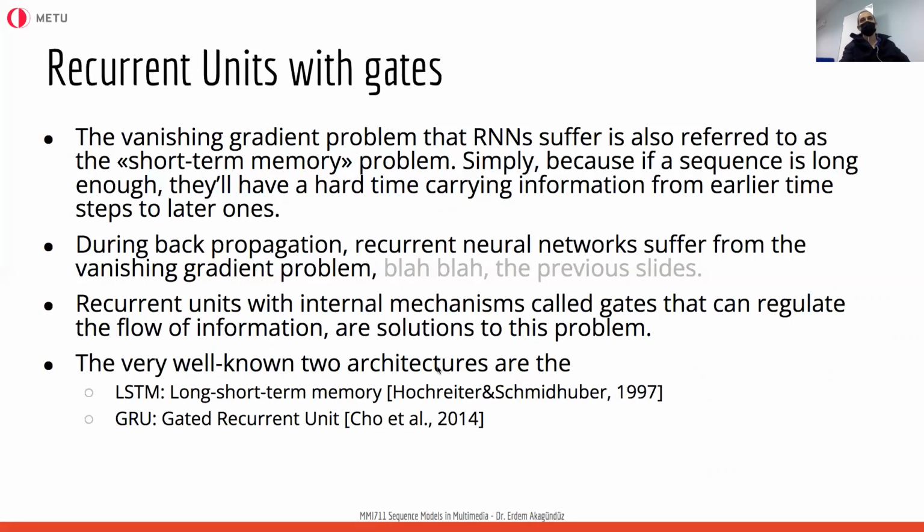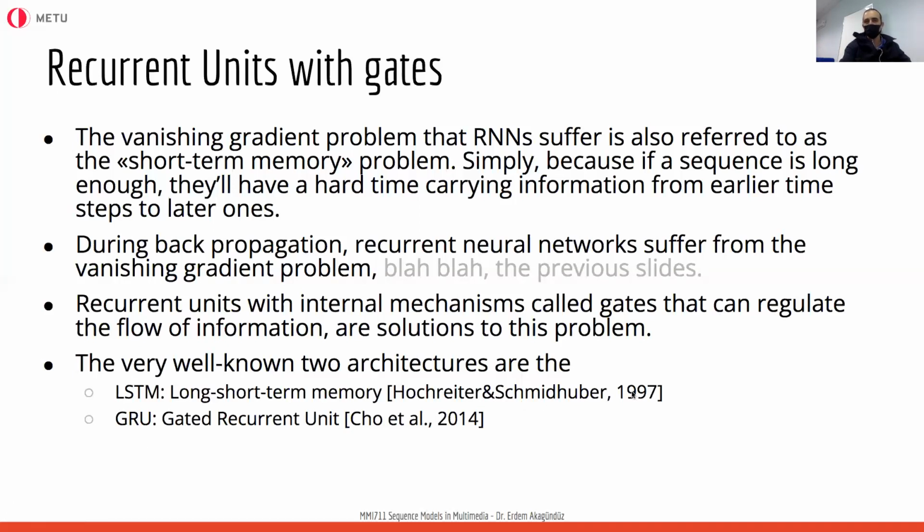Simply because if a sequence is long enough, they'll have a hard time carrying information from earlier time steps to later ones. That is the definition of dependency. So during backpropagation, recurrent neural networks suffer from the vanishing gradients problem, the thing that we've been talking about. Recurrent units with internal mechanisms called gates can regulate this flow of information, which is the solution to this problem. The two very well-known architectures are the LSTM and GRU.